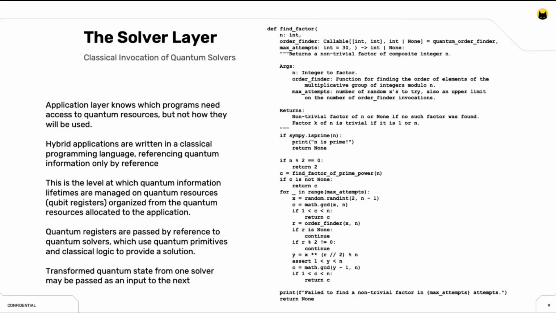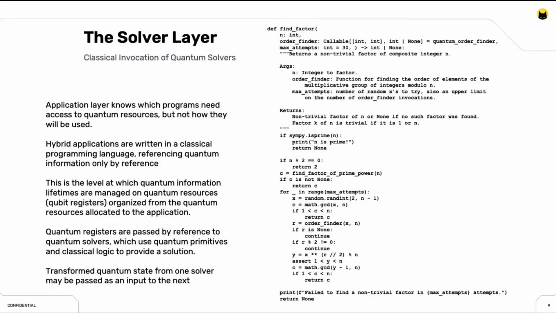But we have to write those things, okay? So those applications are going to get written at a solver level. This is going to, again, largely be classical logic, but there's going to be some quantum logic involved because we have to understand what the quantum stuff is going to have to do.